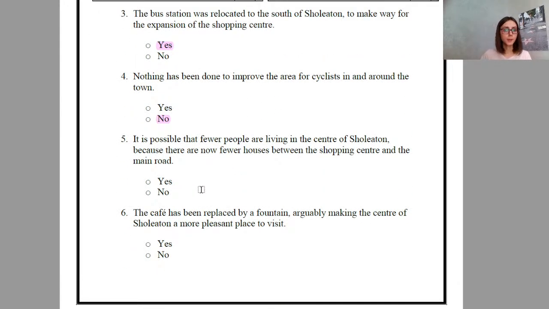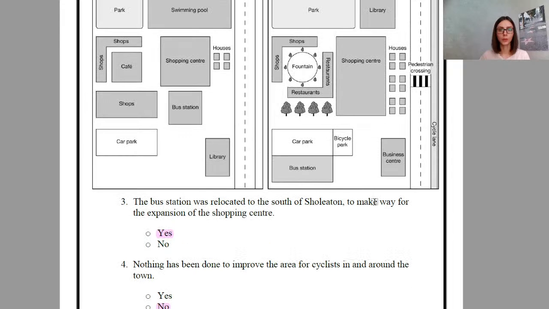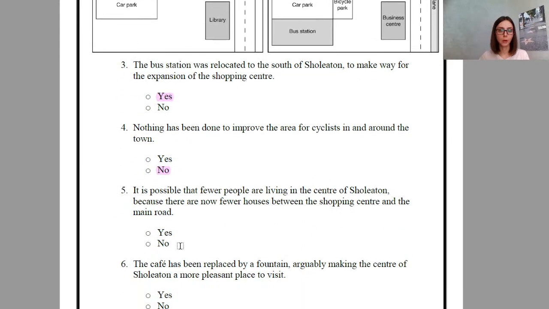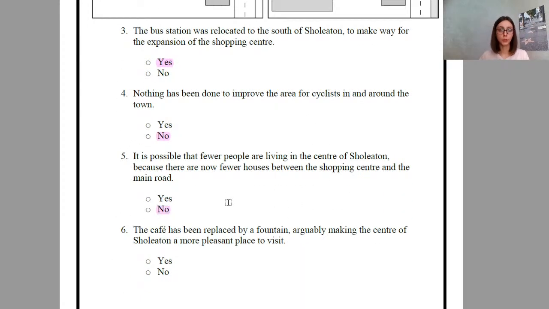Number 5: it's possible that fewer people are living in the center of Charlottetown because there are now fewer houses between the shopping center and the main road. Is it true or false? Let's check this. You can see that next to the shopping center, there were just a few houses. And now the number of houses almost tripled, so it tripled actually. Of course, it's not true, because many more people can now live in the center of Charlottetown.